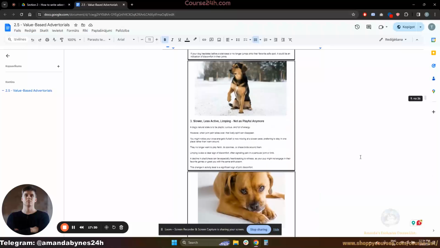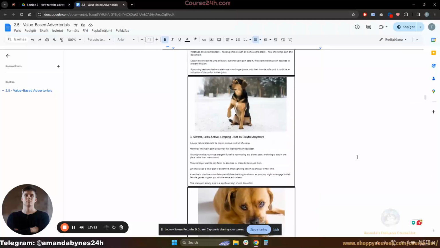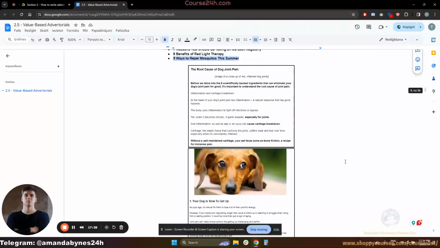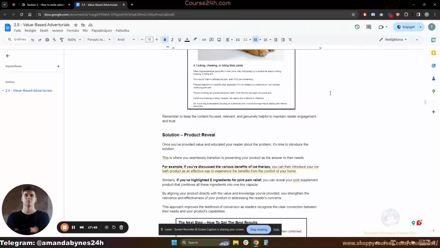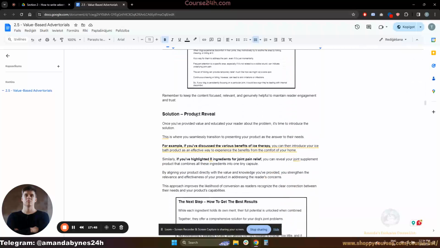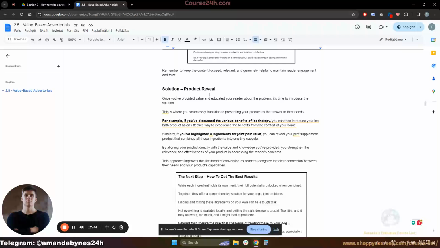So basically, it explains the sign, what to look out for, and why they are doing it, and what the sign means. And if any of these resonate with the reader, they'll be curious about what's the next step. So then you move on to the solution, the product review. So once you provide the value and educate your reader about the problem, it's time to introduce the solution.